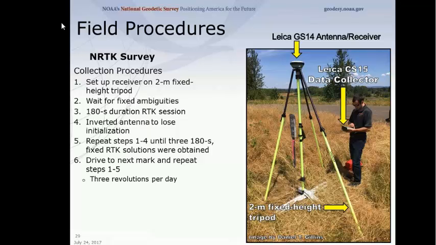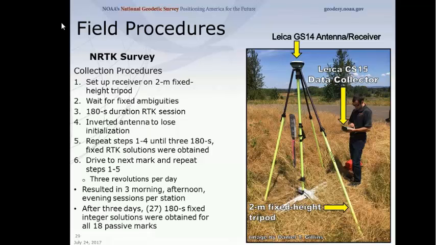They would do 6 marks per day, and they would loop around 3 times, going in between each of those 6 marks, so 3 revolutions per day. What that did is it gave us 3 shots in the morning, afternoon, and evening on each station, and since we did it for 3 days, a total of 27 shots. I know that's way more data than you need, but we just needed data to work with to build our hybrid networks. Okay, next.